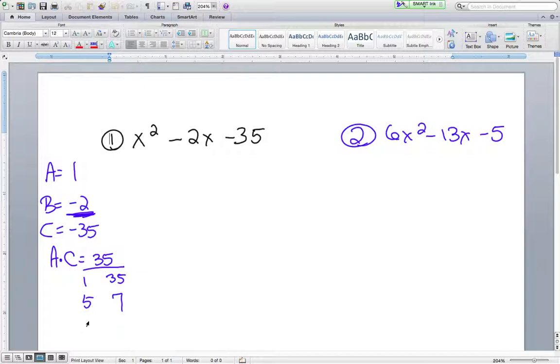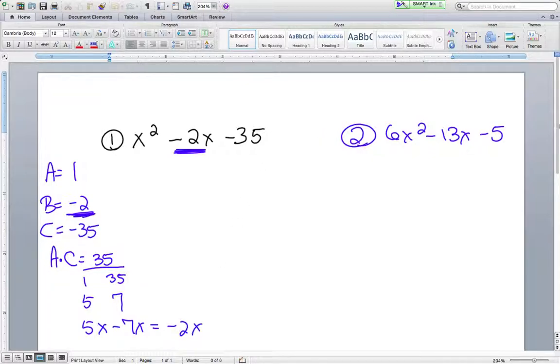But here's where a lot of you make mistakes. You just want to go like 7x minus 5x. No, think about that. That equals 2x. I don't want 2x, I want -2x. So that would be incorrect. So I'm going to go with a 5x minus a 7x. And sure enough, that'll get me a -2x.